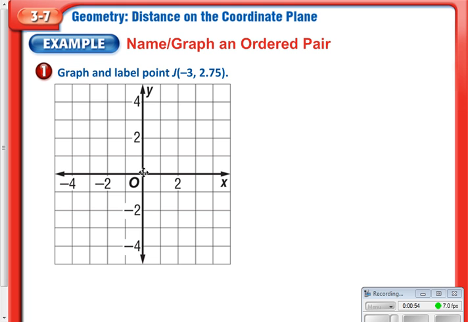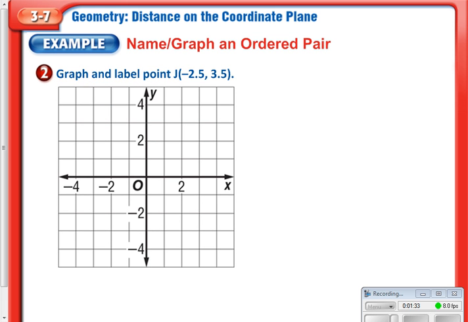Always look to determine what your intervals are going up by. Just because they're listing off 2, 4, 6 doesn't mean it's going up by 2, 4, 6. This graph is going by 1s. So in order to plot this point, again, we start at our origin. We move over -3, which is an x value. So I move over -3. And when I move over -3, I wind up right here, and then I need to go up 2.75. So I come up, there's 1, there's 2, 2.5 is right here, so your 2.75 is approximately right there. And that would be your point J.